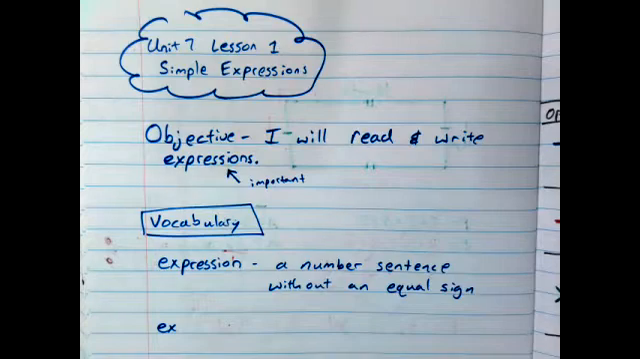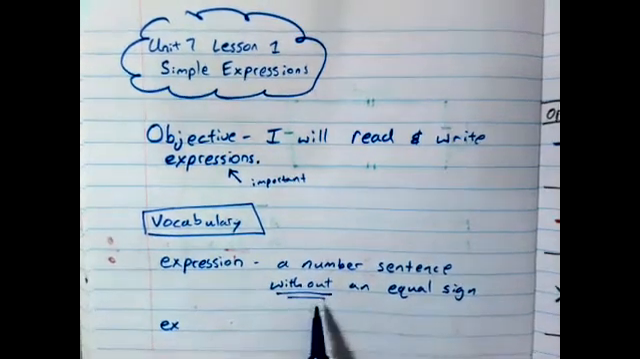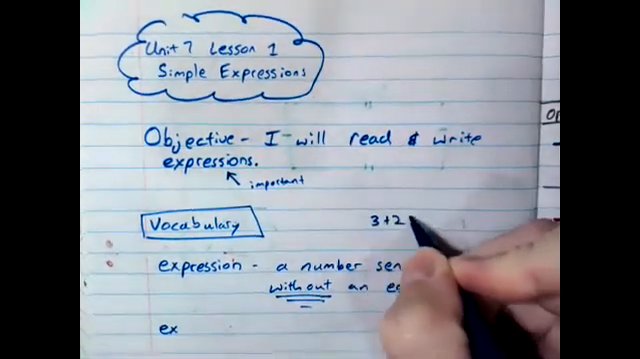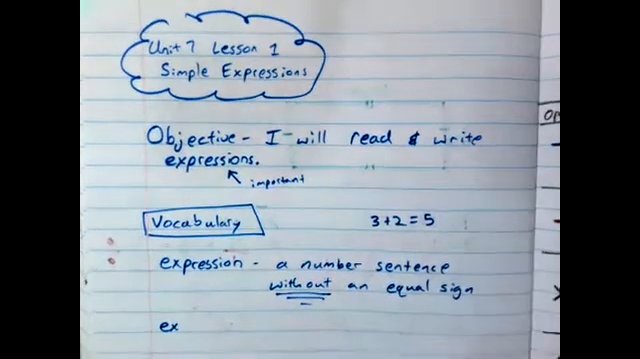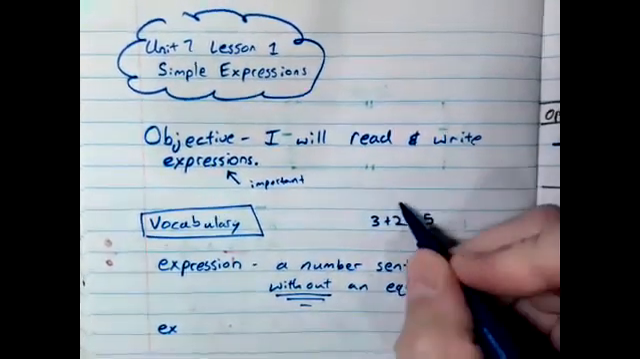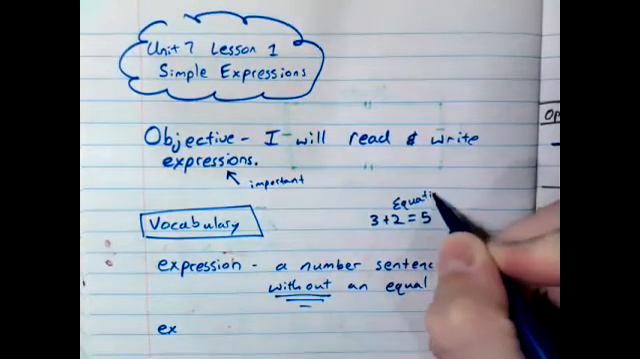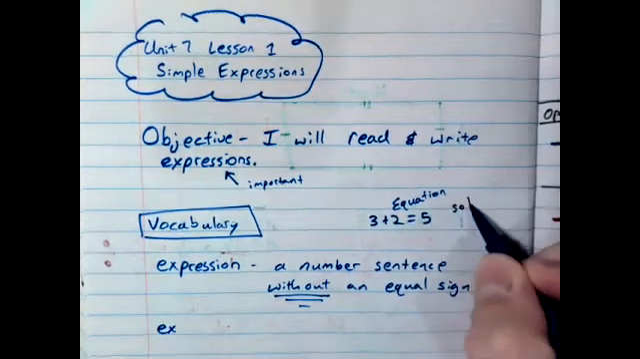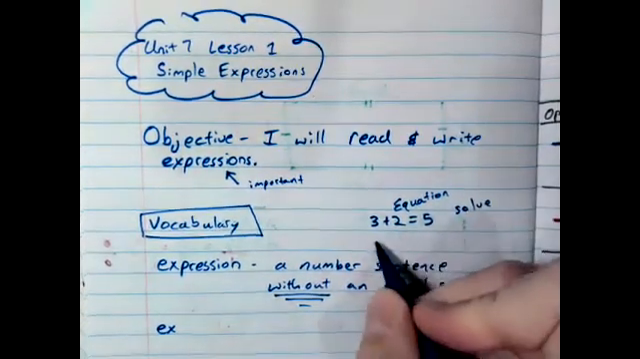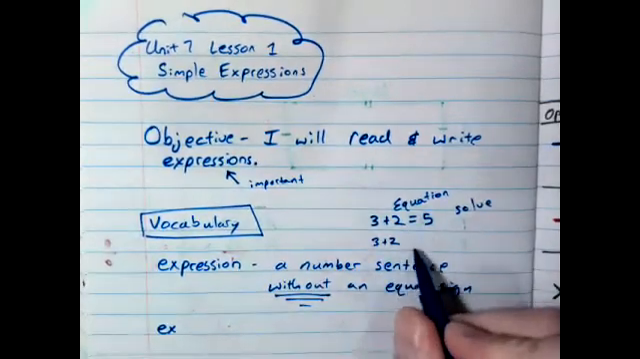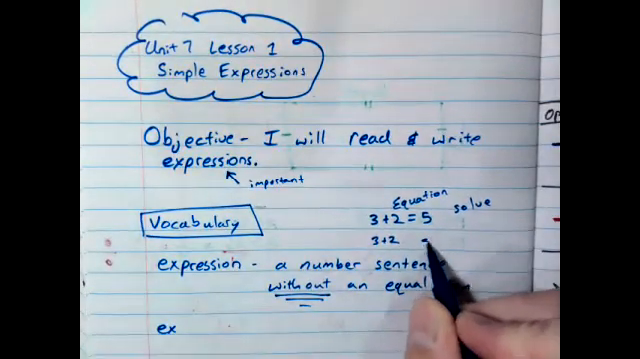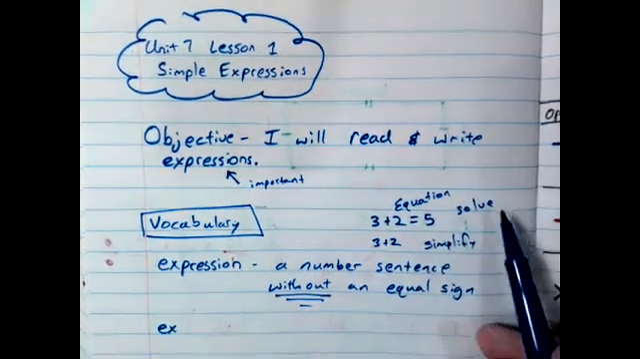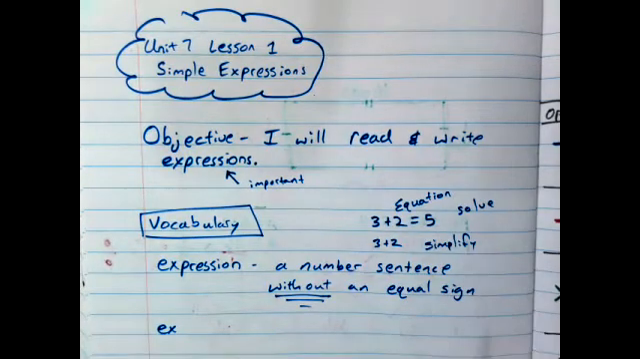This is a number sentence without an equal sign. Now, if we have one with an equal sign, for instance, 3 plus 2 equals 5, this is no longer an expression. This is an equation. The main difference is equations you solve, expressions, 3 plus 2, no equal sign, you simplify. And the real trick is solving and simplifying generally mean the same thing.